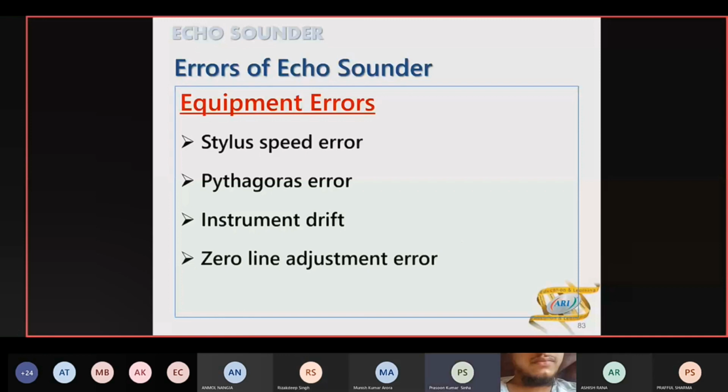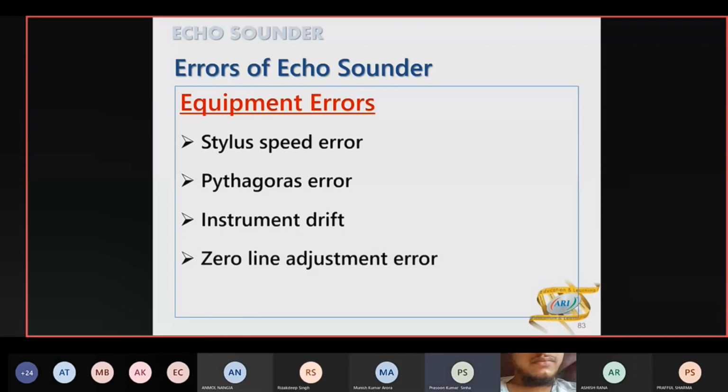Next one is the errors of the echo sounder. When we say errors, ultimately it is that the recording is wrong. The actual depth is something, the echo sounder is saying something else. Error.